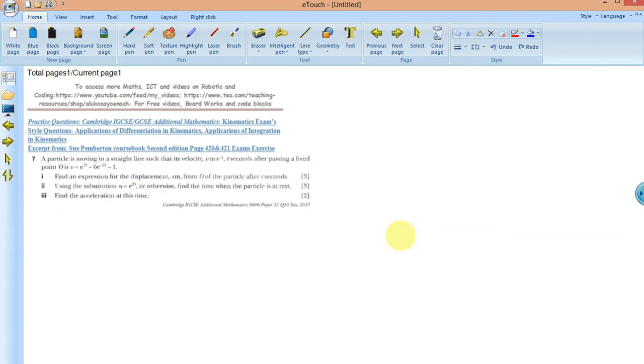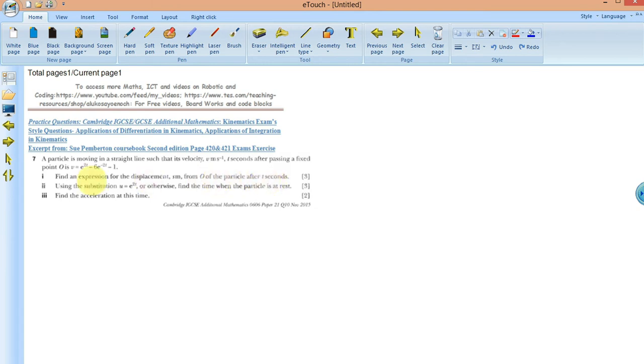A particle is moving in a straight line such that its velocity v in meters per second at t seconds after passing a fixed point O is given as v equals e^(2t) minus 6e^(-2t) minus 1. The first question says we should find an expression for the displacement, in meters, from the starting point O of the particle after t seconds.